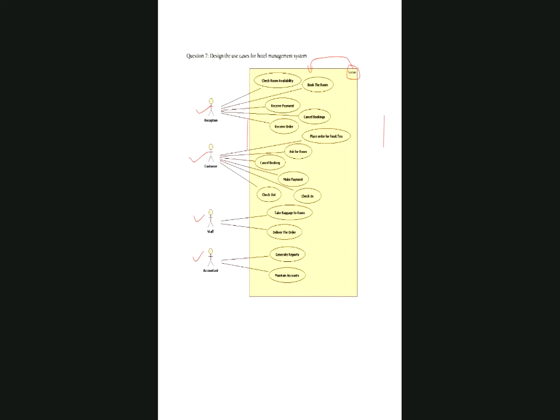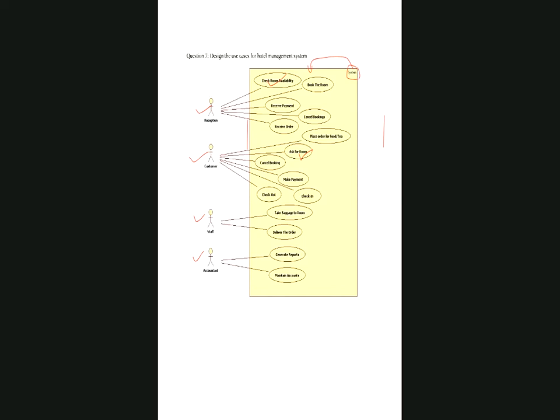Okay, so from the receptionist's point of view, what can the receptionist do? I'll just tell you as a story. When a customer first comes to the hotel, why does he generally come? For booking a room. So he can ask for a room, right? This activity. So a customer comes and asks for a room, and he will ask the receptionist. Now the receptionist has to check the availability of the room. After checking, he will inform whether the room is available or not.